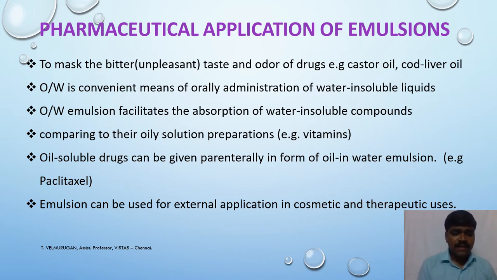Next, oil soluble drugs can be given parenterally in the form of oil in water type of emulsion. Example, paclitaxel. Paclitaxel is an anti-cancer drug. Then emulsion can be used for external application in cosmetic and therapeutic uses. Yes, we already discussed this in types of emulsion also, and some examples of pharmaceutical emulsions we saw in the initial slides. Yes, cosmetic preparations and the therapeutic uses of the emulsions. Next.